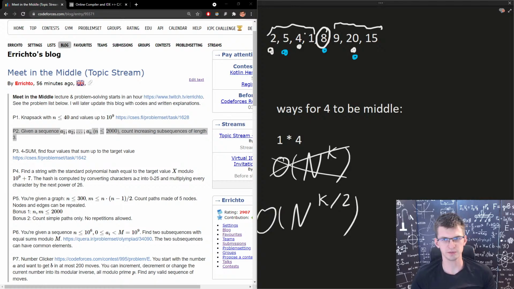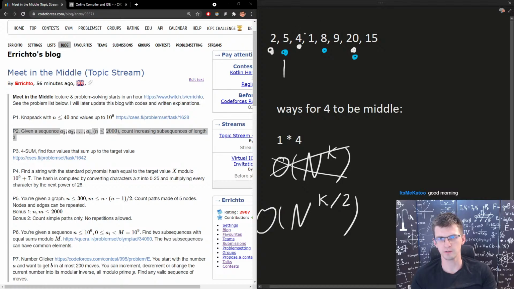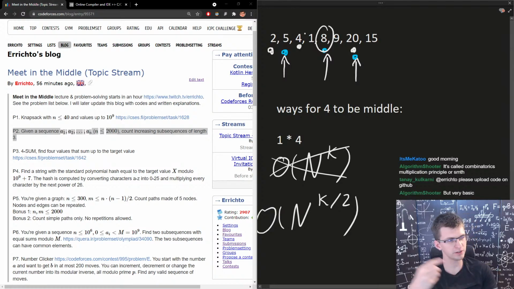We want an increasing subsequence. So if 8, or for example 4, is supposed to be the middle out of a triple of increasing numbers, then before 4 we want something smaller, and after 4 we want something bigger. For example, a good triple was 5, 8, 20. 8 is the middle one, and indeed 8 is bigger than the left one, 5, and smaller than 20.